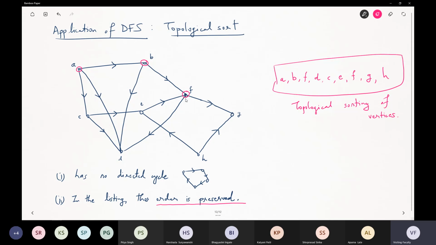From F, again I'm looking forward, so I'll choose D, an arbitrary choice. I'm not choosing E because that edge is directed the other way around. This is the change in DFS. If it was undirected, I could have chosen E as well after F. But it's a directed graph, so I cannot choose E anymore. I can choose only D. From D, there are no more edges going forward, so DFS stops here. What do I do then in DFS? Backtrack.